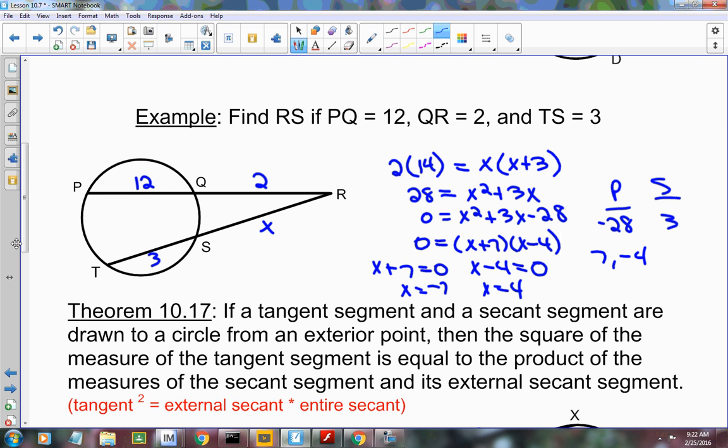Now, can I use both of those answers? No. Which one can I not use? The negative 7, because if I put negative 7 there, I can't have a negative 7 distance, right? So this guy's out. And so my answer is x is 4.